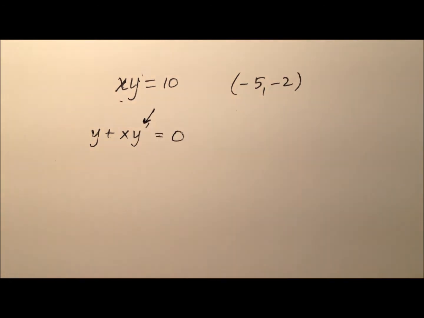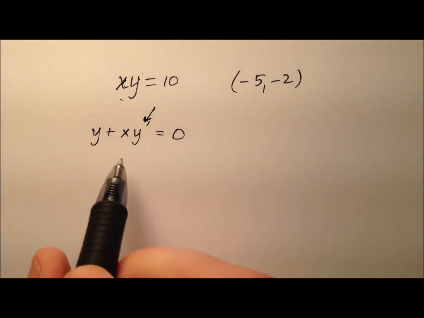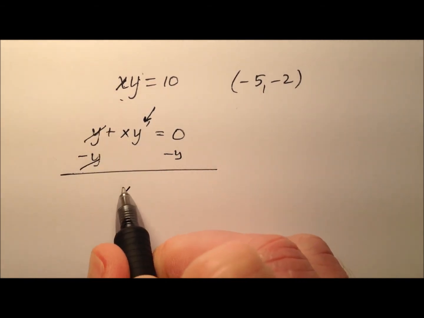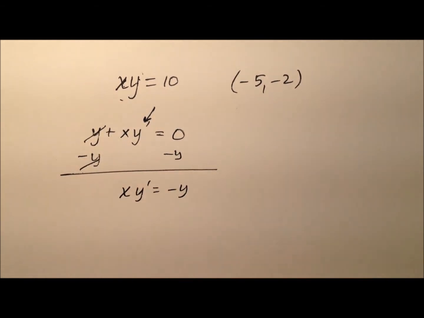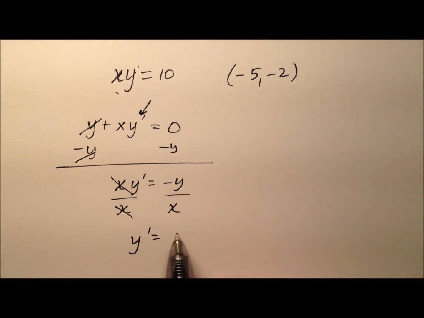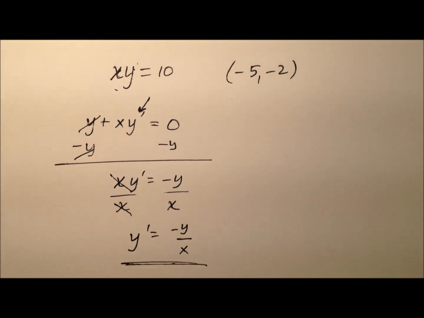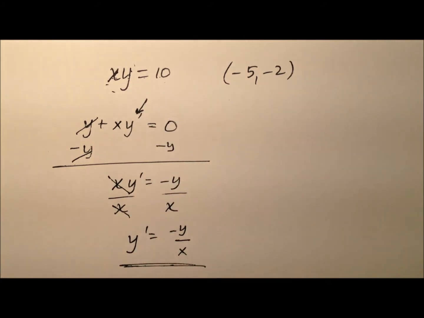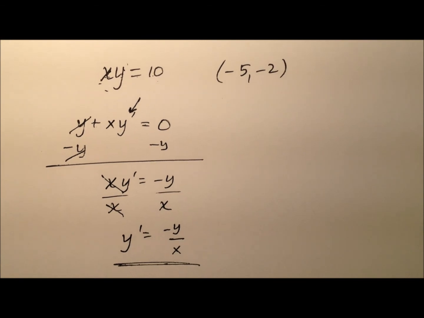And again, our goal is to solve for y prime. So in an effort to do that, let's go ahead and subtract y from both sides. So I'll have x y prime equals -y. And then to finish this up, let's go ahead and divide both sides by x. So it looks like y prime equals -y over x, which suggests that the slope for any tangent line on the graph of xy equals 10 is going to be the opposite of the y coordinate divided by the x coordinate. So let's go ahead and plug that information in here.